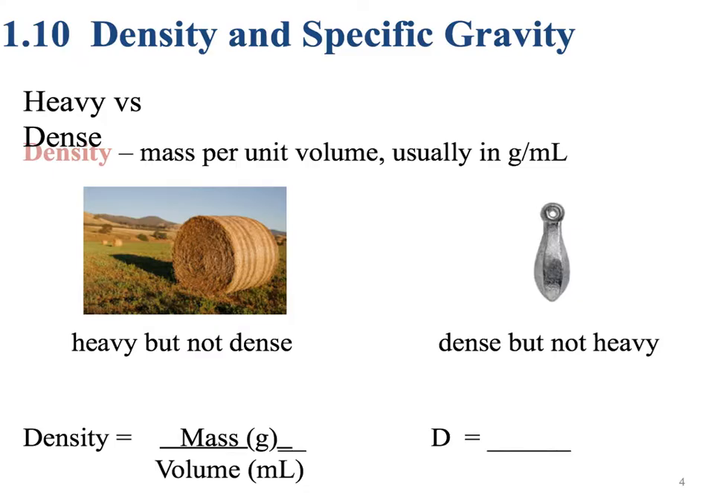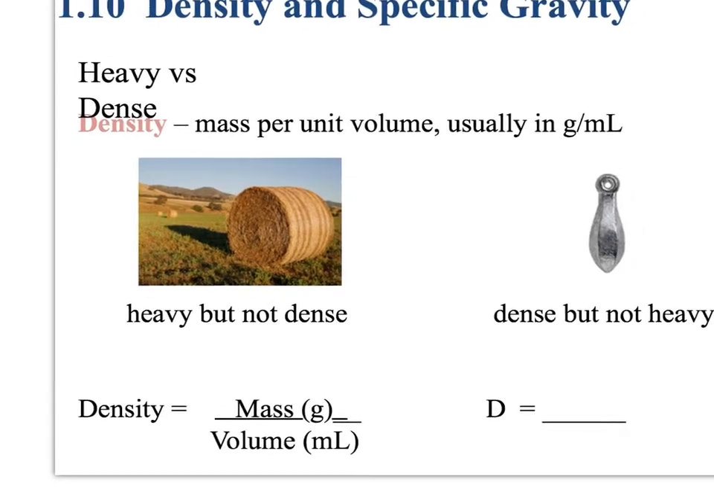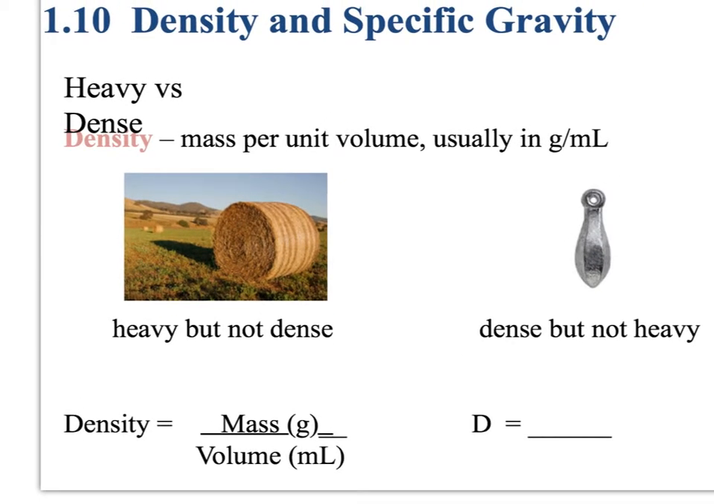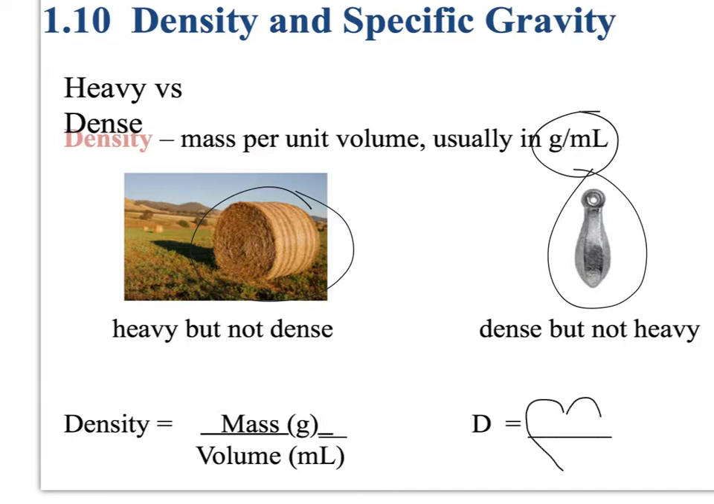The last part of this chapter is about density. Density is mass per unit volume. Usually it is in grams per milliliter. Something like this is heavy but it's not dense. Something like this is dense but it's not heavy. So density can be calculated as mass over volume. One way to recognize it is like this. This part over here for M, mass, this for V, volume.